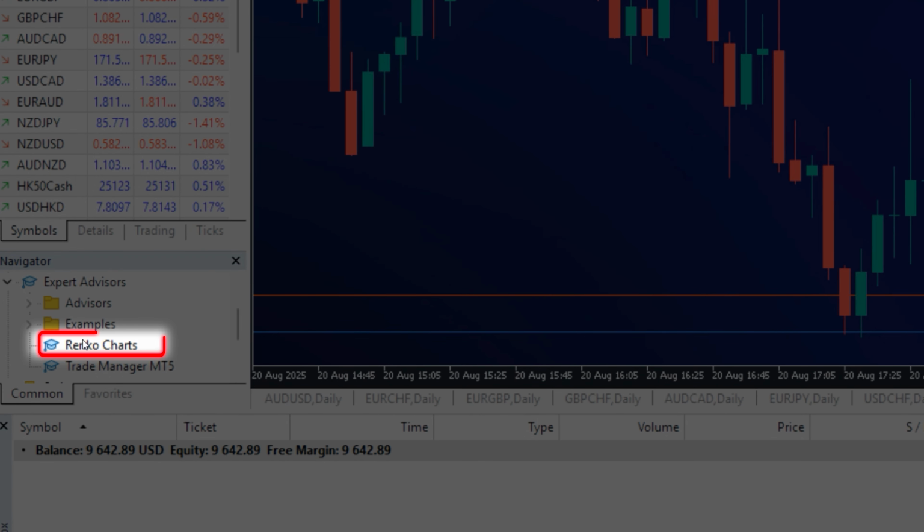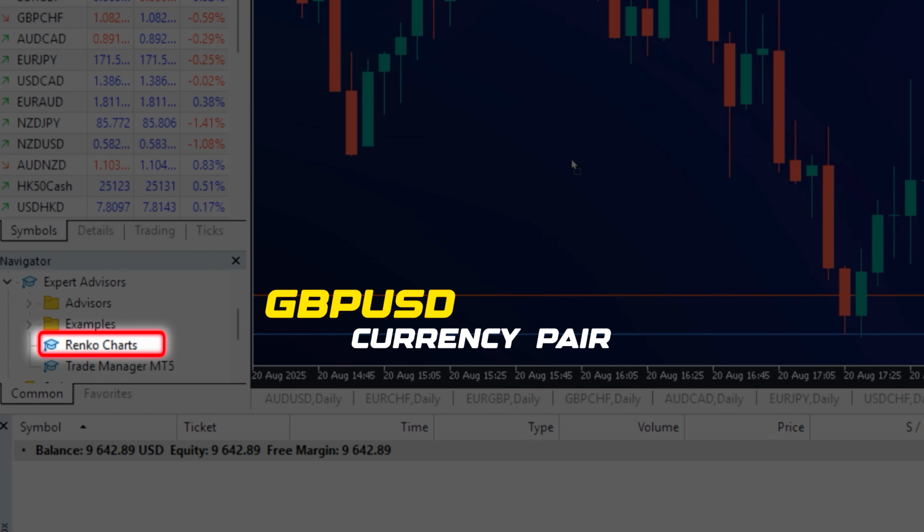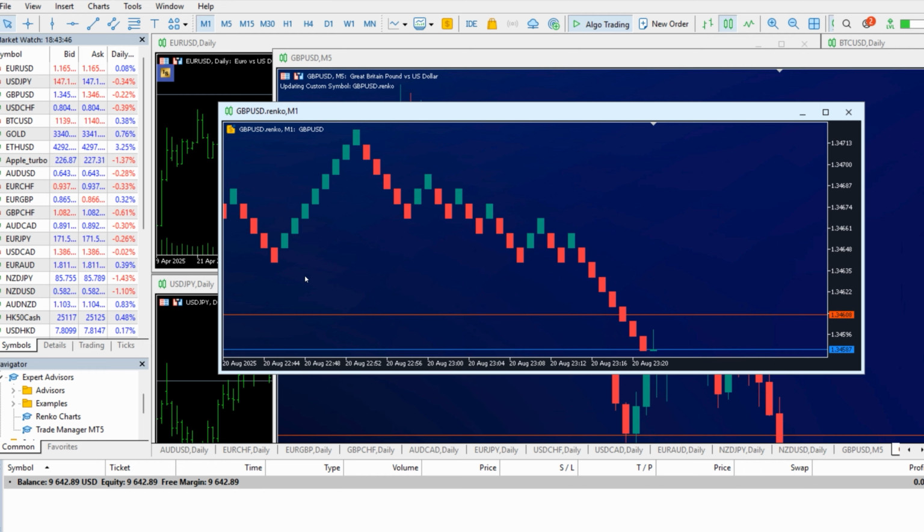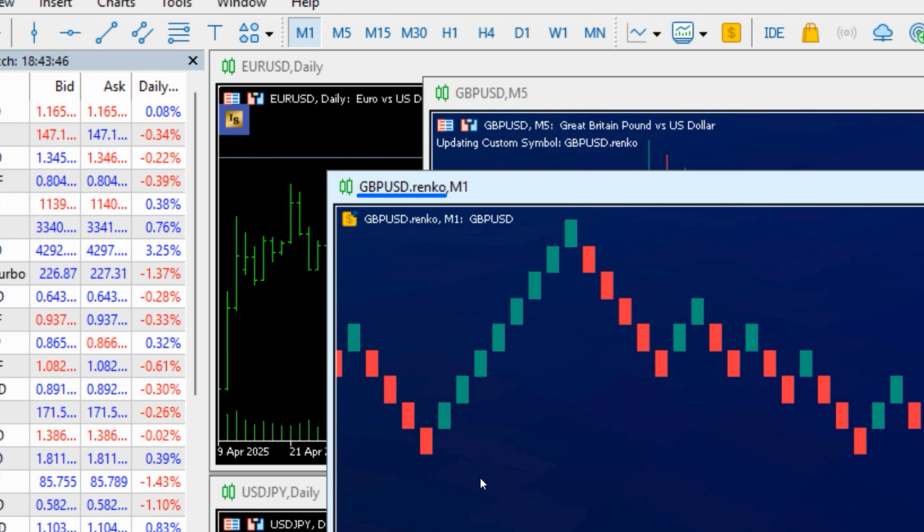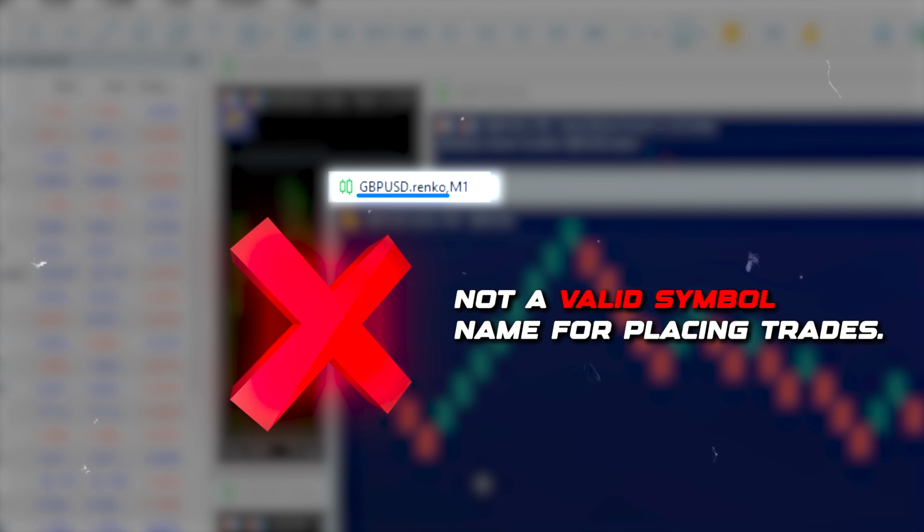I will open a Renko chart for the GBPUSD currency pair. As you can see, the symbol for this chart is GBPUSD.renko, and this is not a valid symbol name for placing trades.